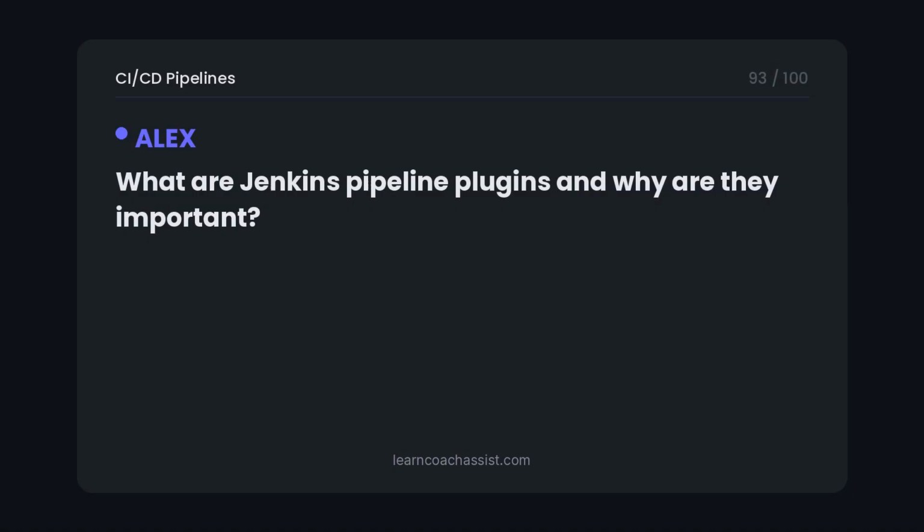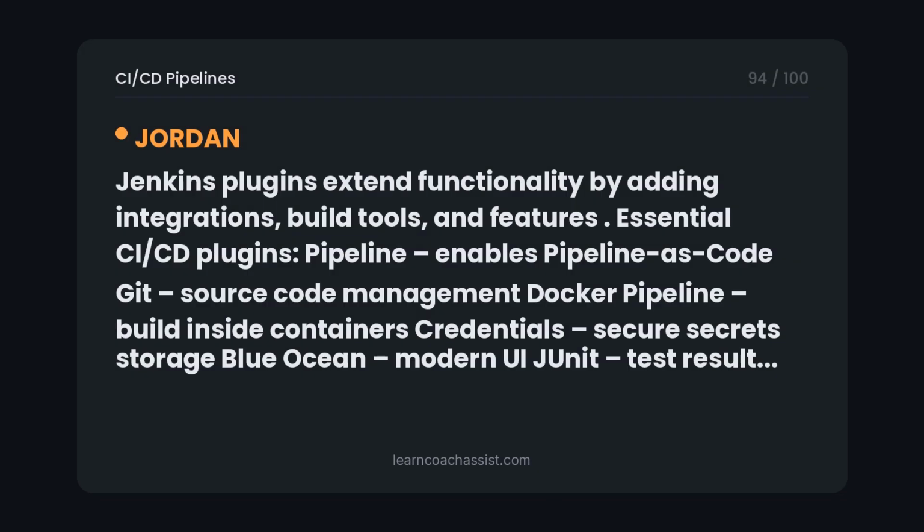What are Jenkins pipeline plugins and why are they important? Jenkins plugins extend functionality by adding integrations, build tools, and features. Essential CI/CD plugins: Pipeline, enables pipeline as code; Git, source code management; Docker Pipeline, build inside containers; Credentials, secure secrets storage; Blue Ocean, modern UI; JUnit, test result reporting. Jenkins has 1,800-plus plugins. Manage them carefully. Too many plugins can cause compatibility and security issues.